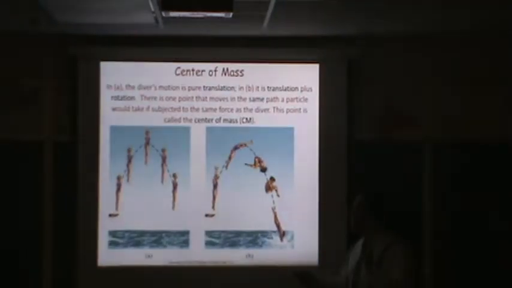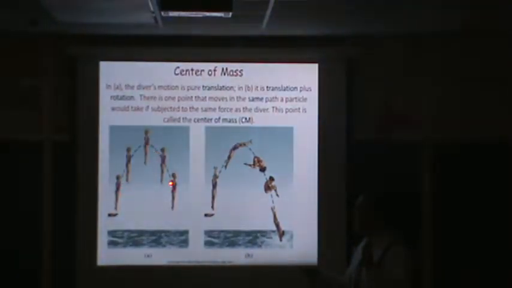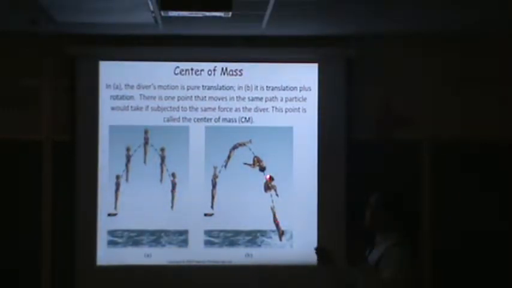With the diver, see that little black dot on the diver? That's where the diver's center of mass is. You notice it follows a nice, smooth, clean, parabolic path, even if she's doing somersaults. I don't care what she's doing, spinning and tumbling as she goes through the air, her center of mass follows that nice, smooth, clean parabolic path. That black dot represents her center of mass.